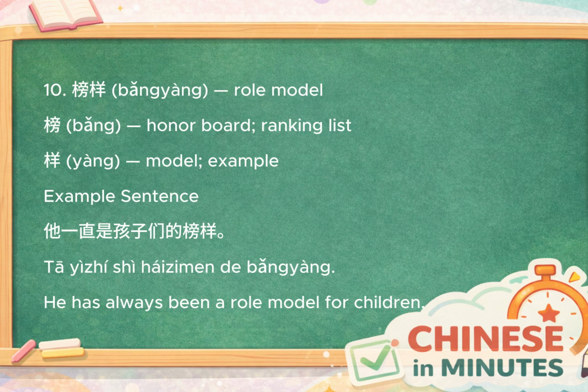Imagine a school displaying its best student's name on the honor board. Other students admire them and hope to become like them. That student becomes everyone's 榜样. For example, 他一直是孩子们的榜样. He has always been a role model for children.